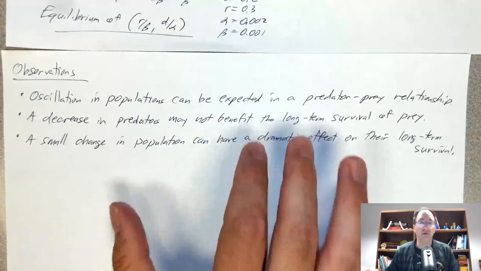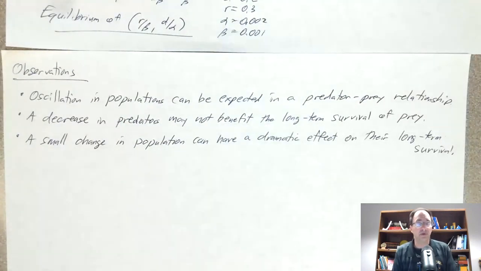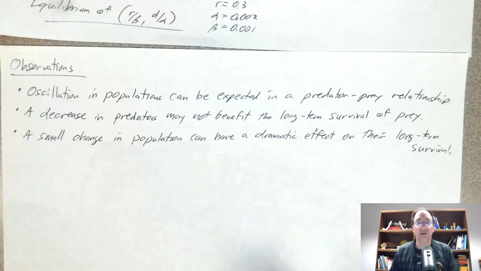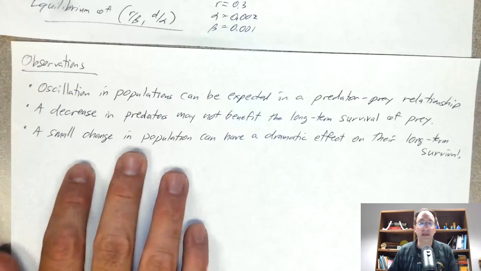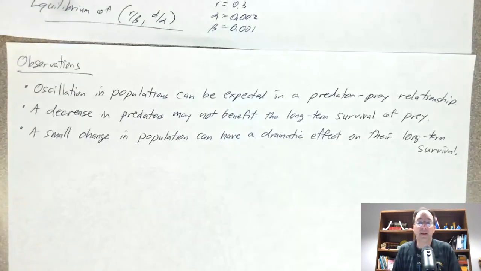And sure enough, if you look, there are predator-prey relationships in nature that do exhibit an oscillatory nature. As we already discussed, a decrease in predators may not always benefit the long-term survival of the prey. And that fishing village example seems to be a potential example of that. And then a third thing is that a small change in population can have a dramatic effect on long-term survival for predator and/or prey. And so I believe all 3 of these things have been observed in nature.